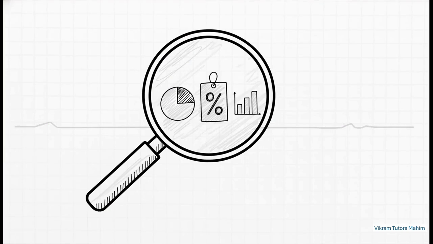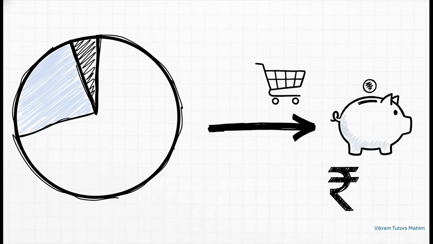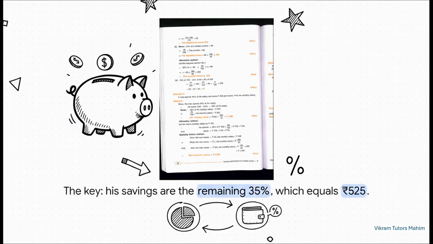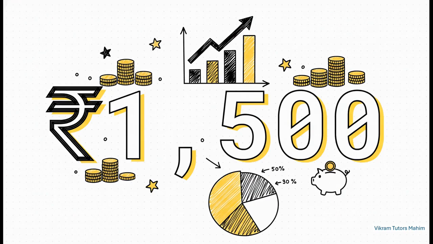All right, enough theory. Let's solve some real-world problems and see how this actually works. So here's a classic. A guy spends 65% of his pay. We know he saves $525 a month. The question is, what's his total salary? We know the part, but how do we find the whole? Well, if he spends 65%, he must save the other 35%, and that 35% is our $525. Once you know that, the rest is easy. His total monthly salary is $1,500.